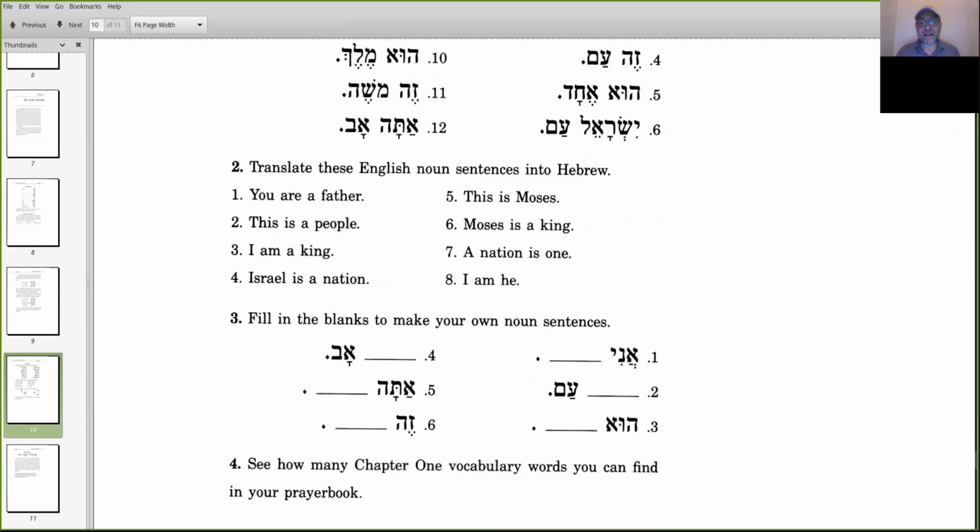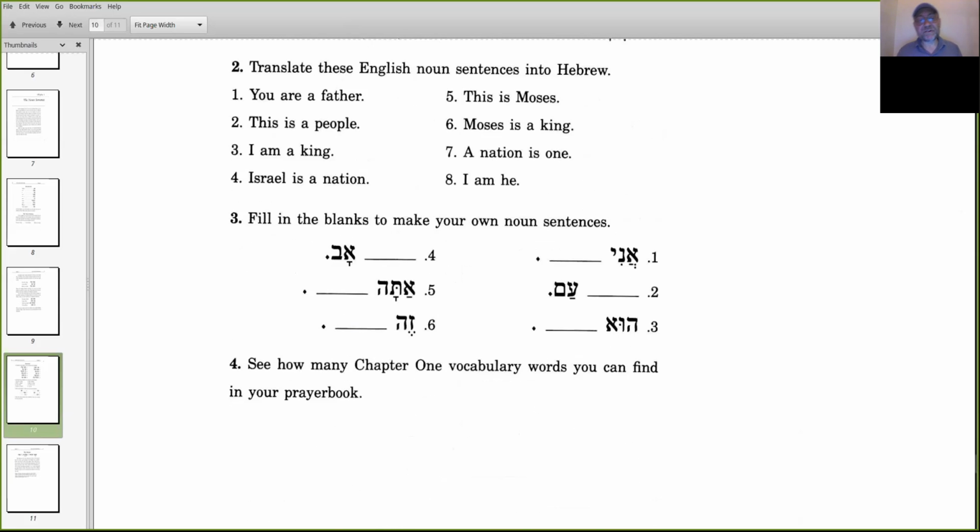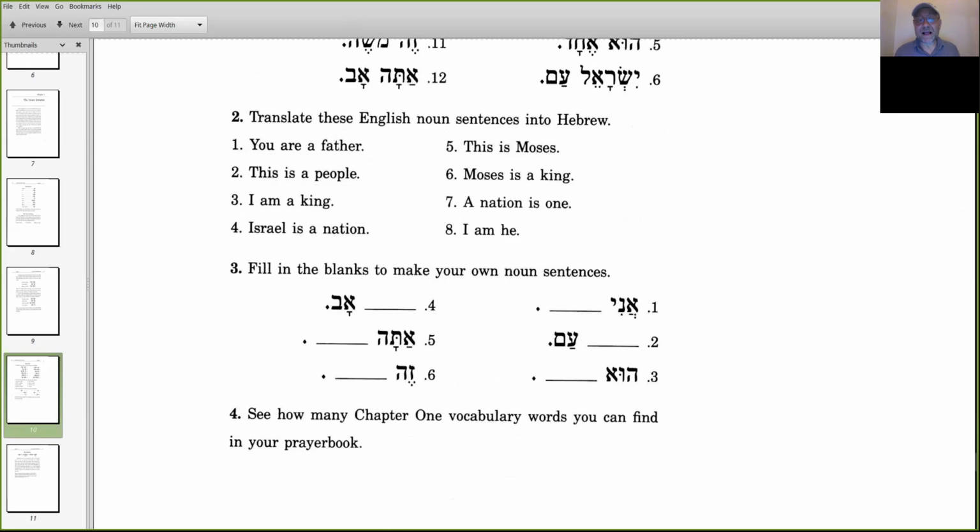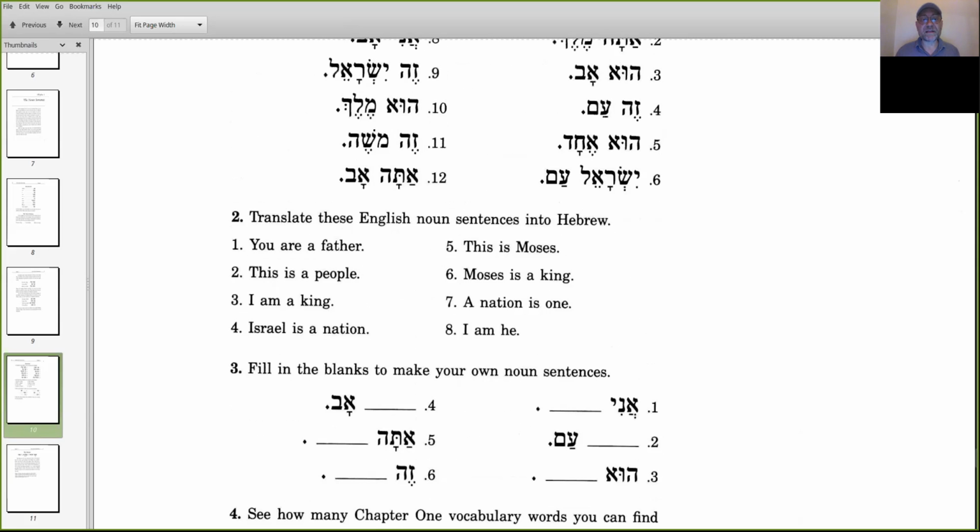We're getting right down to the end of chapter 1 here, and I believe we will finish chapter 1 with this class. So now we have the fill in the blank exercises. We can pretty much use any word we want for these to fill in the blank. So the first one that we can see here, number 1, they're beginning with the word ani, which means I. So there's a lot in here that we could use. Well, we could use this one here, Moshe, I am Moses.